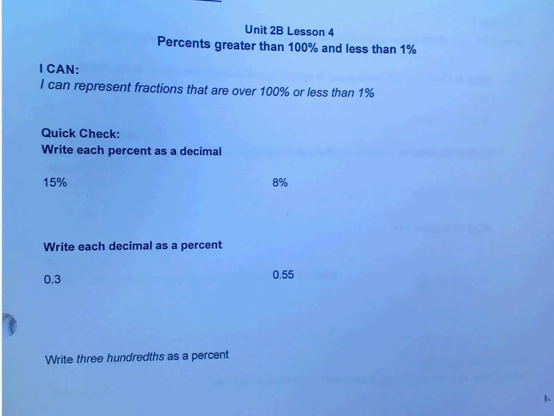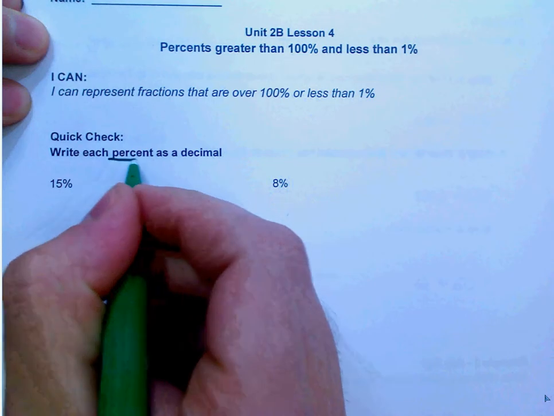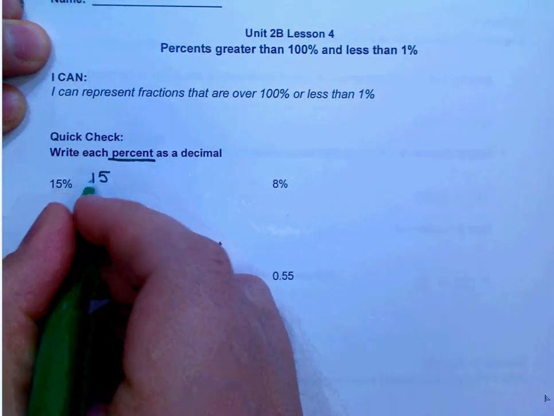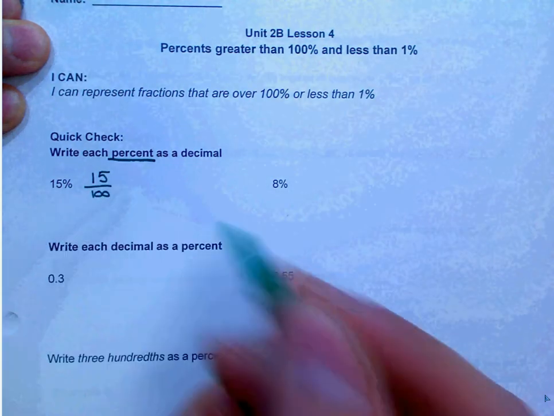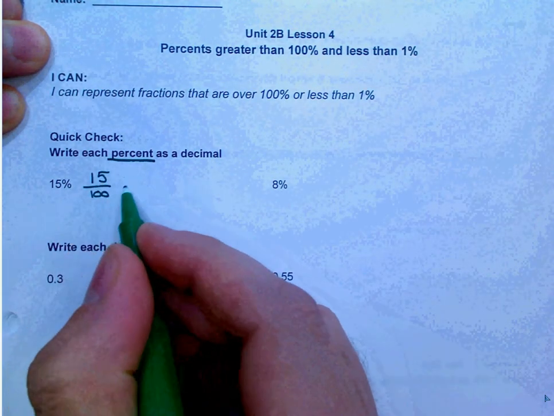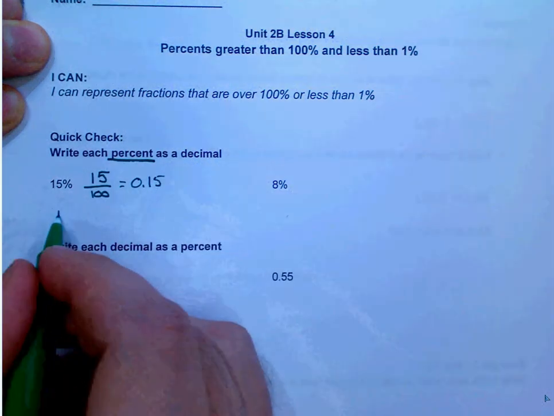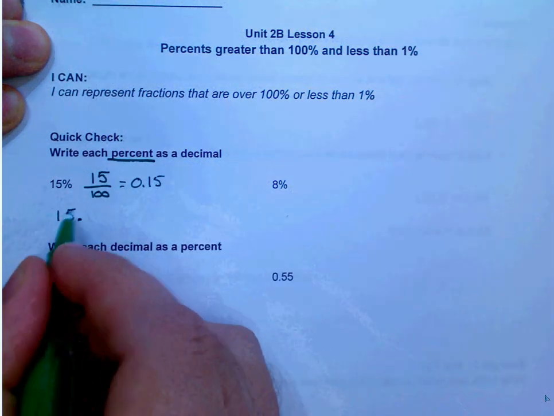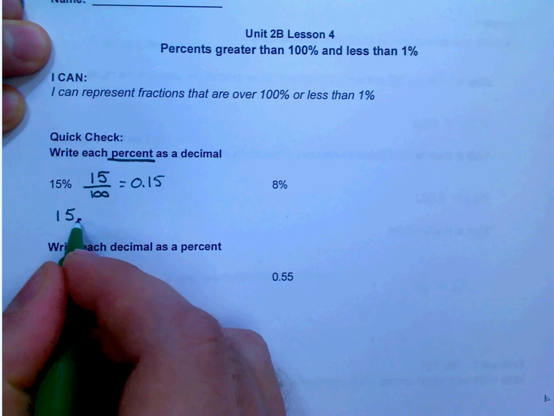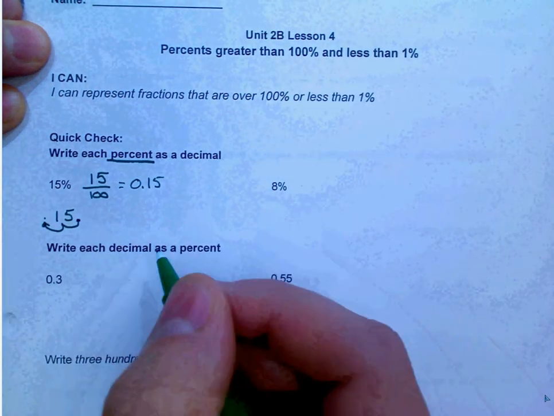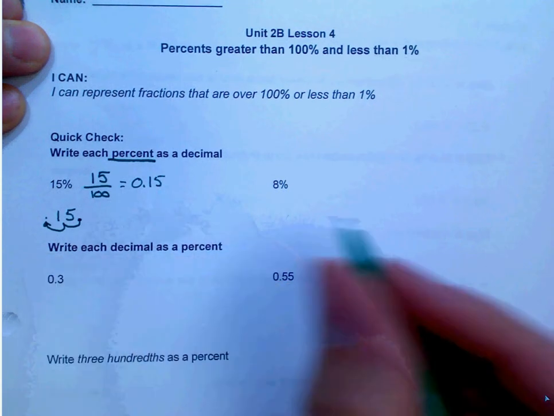All right, we know that percent means out of 100. So if we have 15%, that's 15 over 100, or 15 hundredths. An easier way is to imagine that there's a decimal between the percent sign and the last number. We move that 2 places to the left. We move it that way because we're dividing by 100.